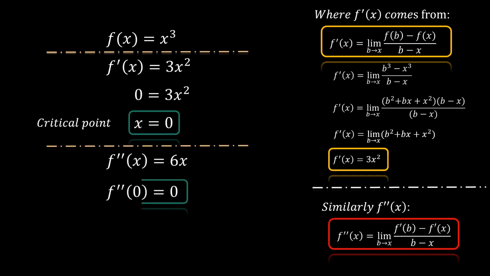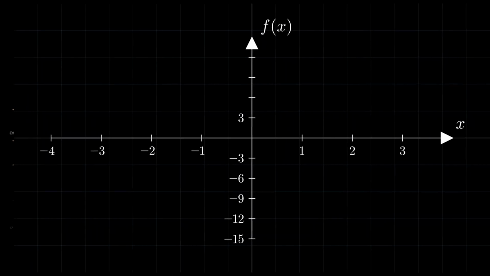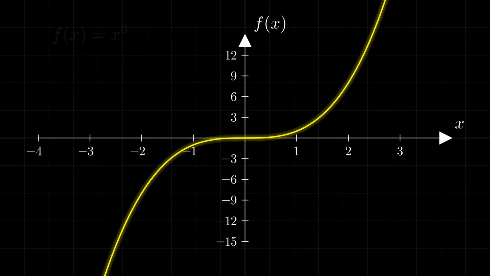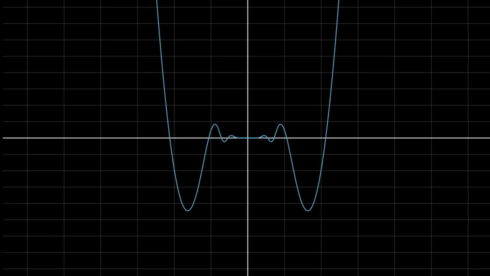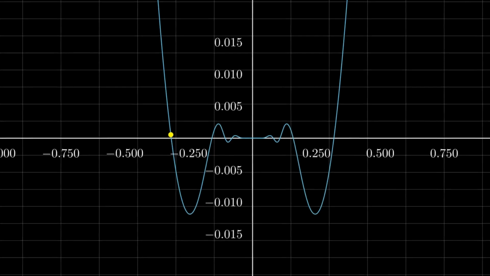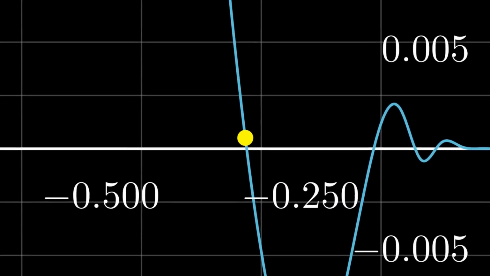But if we look at the plot of the function, it is clearly visible that the function is neither minima nor maxima at that point. Here, x equals 0 is a saddle point, meaning that the graph levels off at that point. In this case, it increases, levels off, then increases again. There are some cases when the second derivative does exist, it just can't capture the whole story.